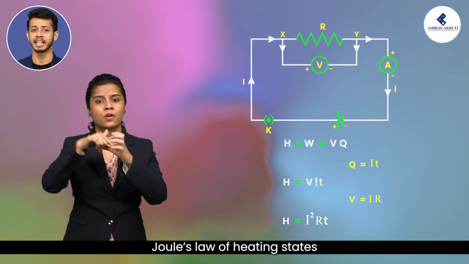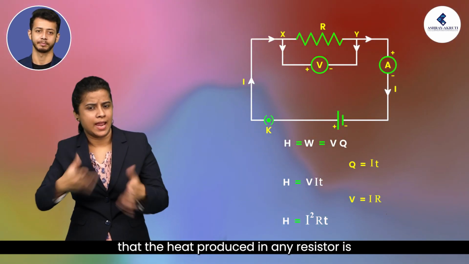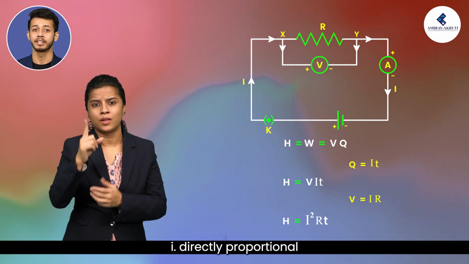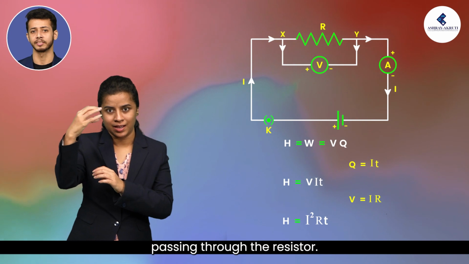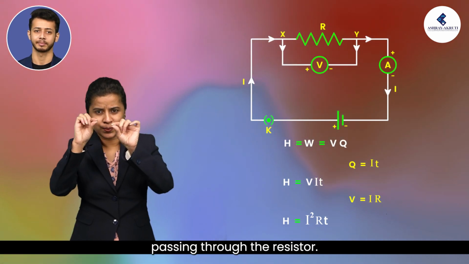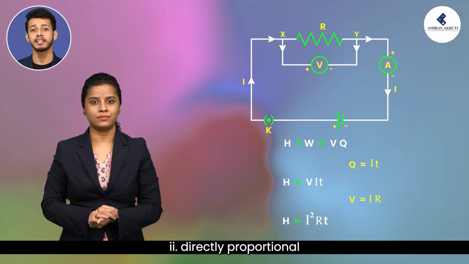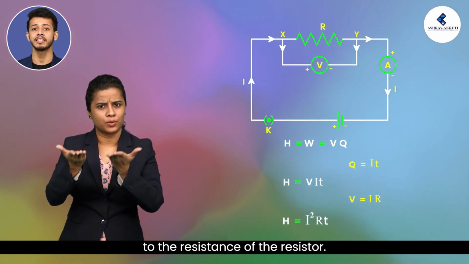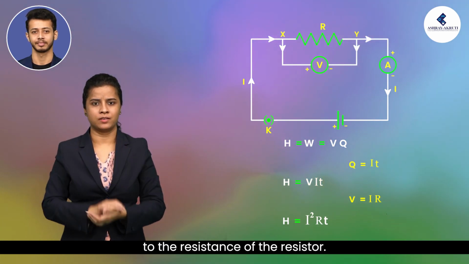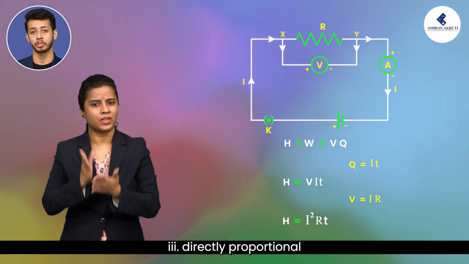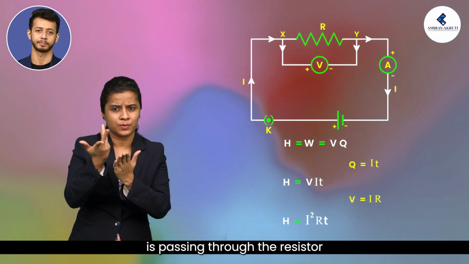Joule's law of heating states that the heat produced in any resistor is, number 1, directly proportional to the square of the current passing through the resistor. Number 2, directly proportional to the resistance of the resistor. Number 3, directly proportional to the time for which the current is passing through the resistor.